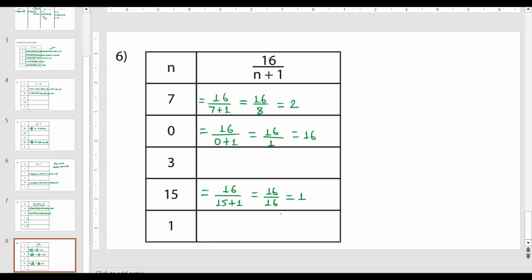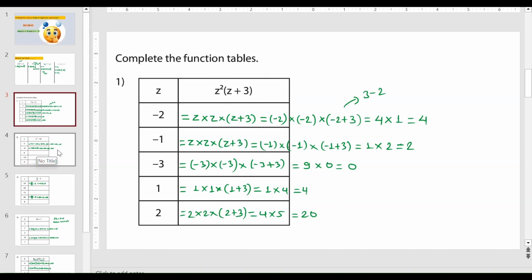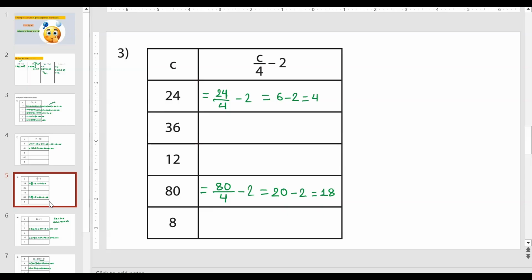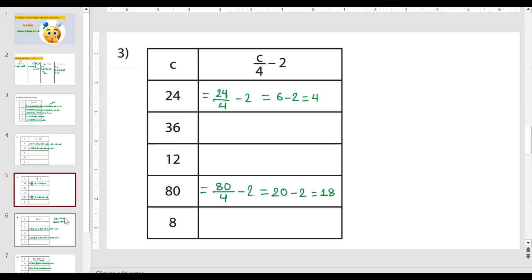So dear students, this is the last solution I am doing for you. Please do the remaining questions by yourself. If you have any confusion, you can discuss with me anytime. Solve the remaining, put the remaining values in the remaining question and solve yourself.